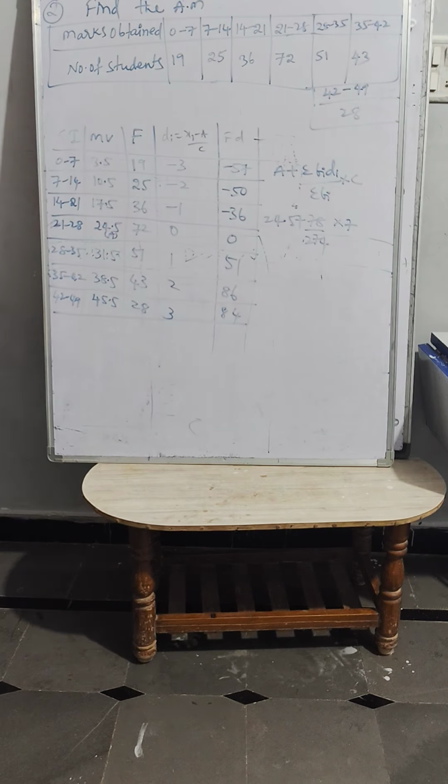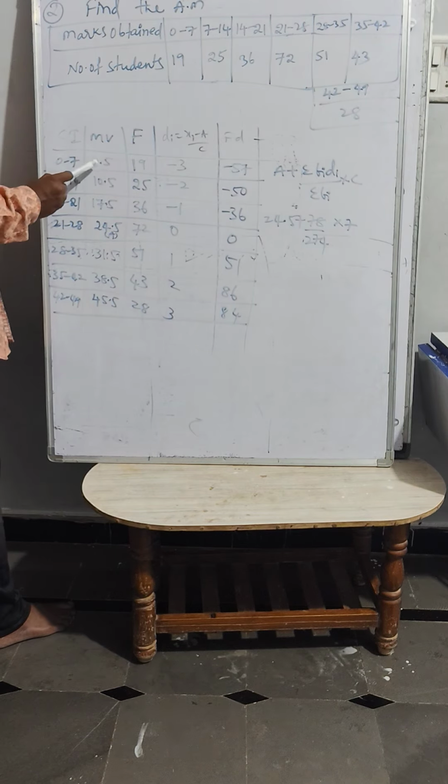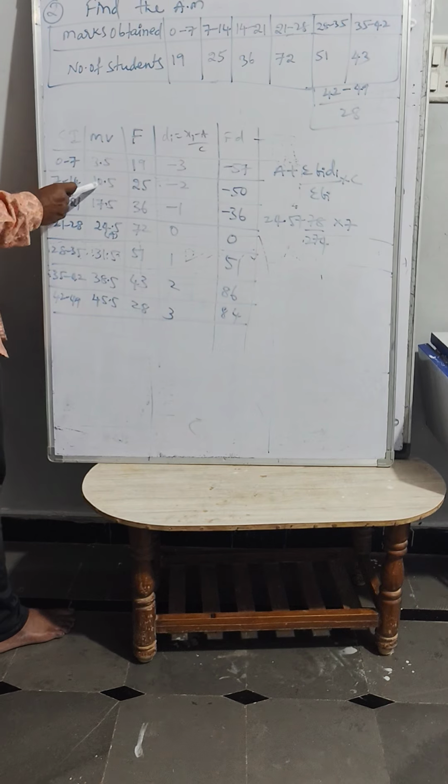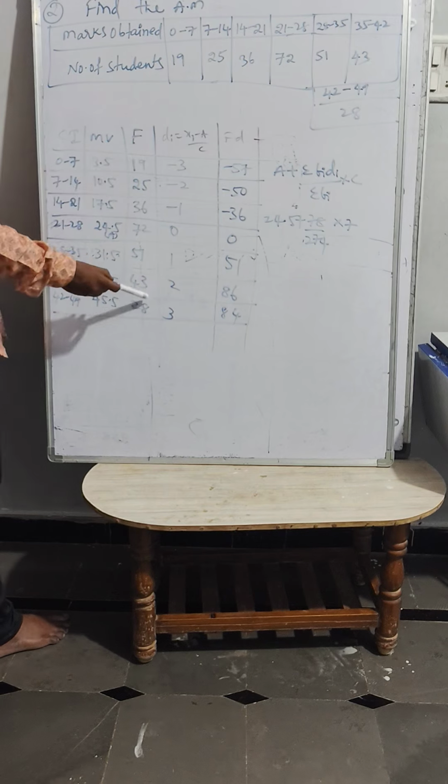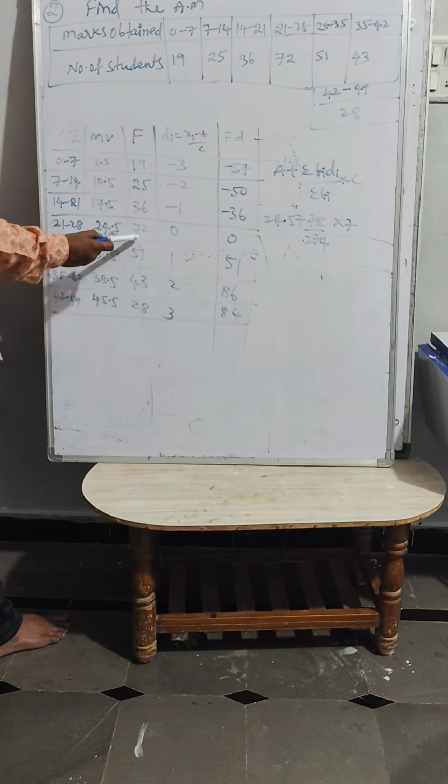Next, we have to find the mid values. 0 plus 7, 7 by 2, 3.5. 7 plus 14, 21 by 2, 10.5. Like this one. Now, the highest frequency is there. What is it? 72. This is the A value.